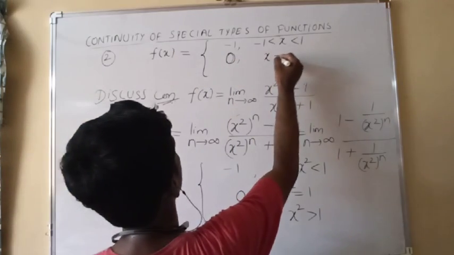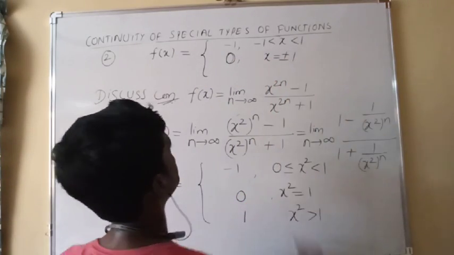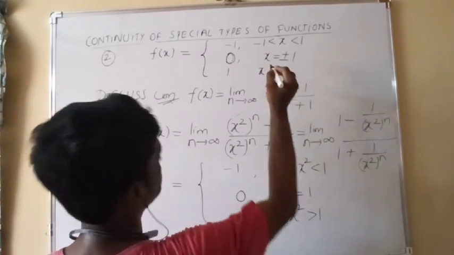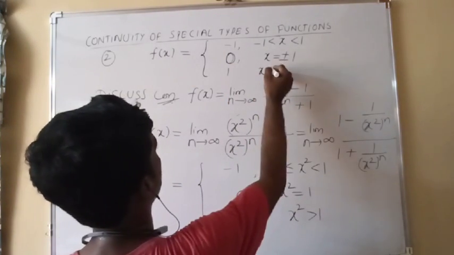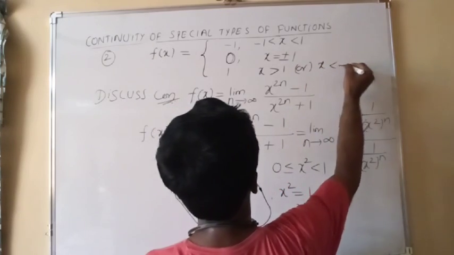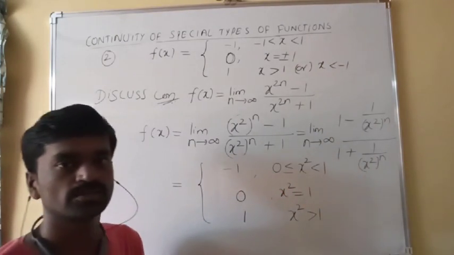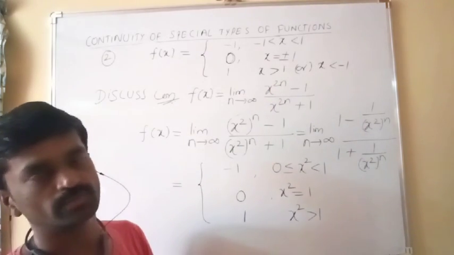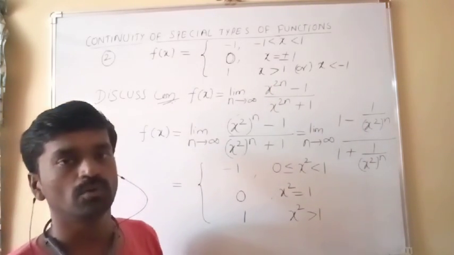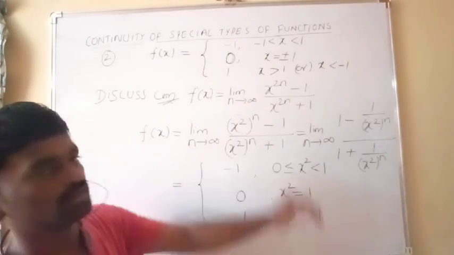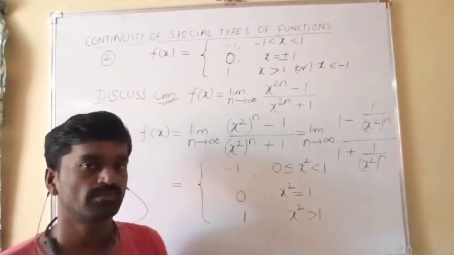x square is equal to 1 implies that x is equal to plus or minus 1. And it is equal to 1 when x square is greater than 1, which is the same as x greater than 1 or x less than minus 1. On solving the x square greater than 1 inequality, you get x greater than 1 or x less than minus 1. So observe clearly, the doubtful points here are 1 and minus 1. And obviously, the left hand limit at 1 is different from the right hand limit.